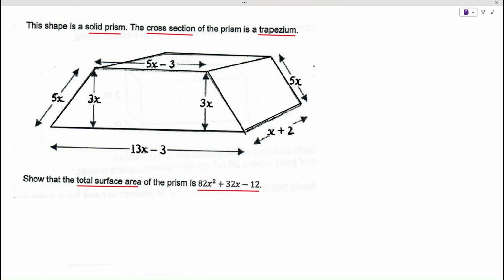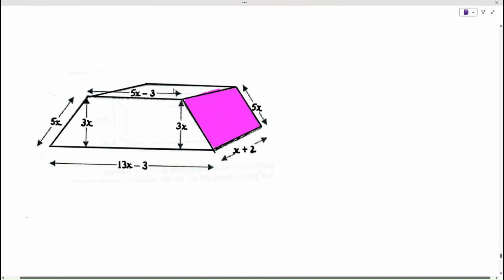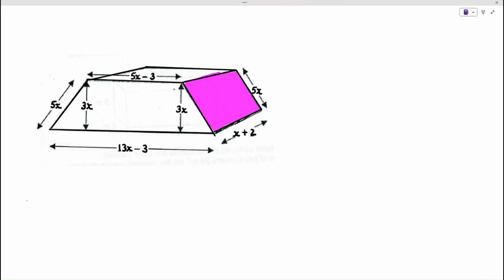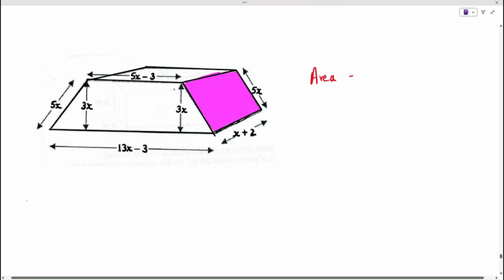So what we're going to do is find the surface area of the individual sides, and then start adding them together so we end up with our quadratic. The first thing we're going to do is take the side on the right. This is one of the easier ones to do. We have a rectangular shape here, and since it's a rectangle, the area of a rectangle is base times height.